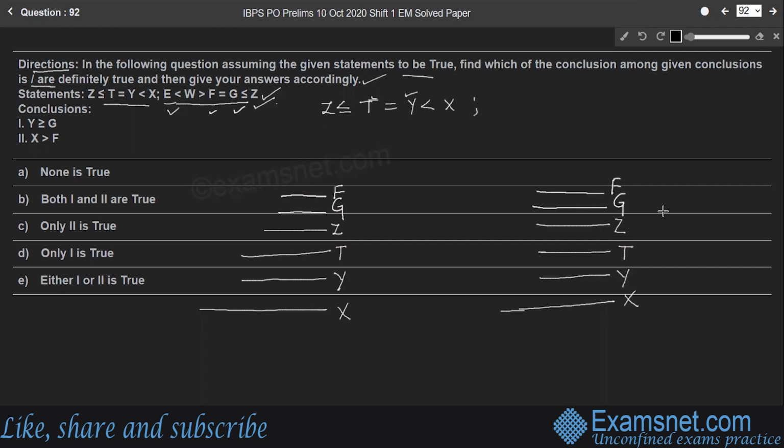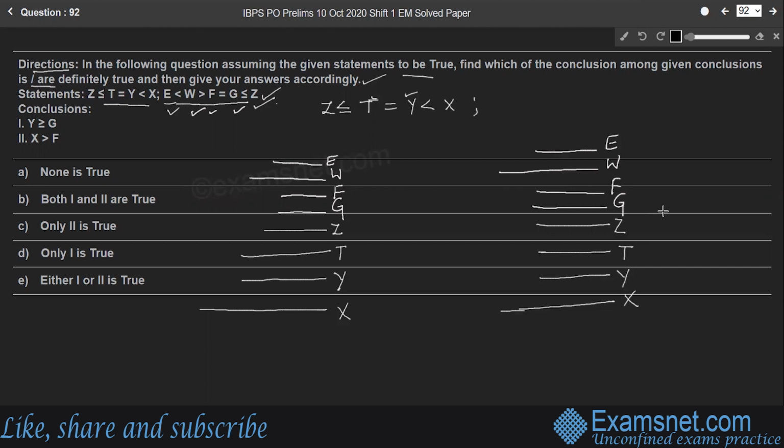Next, W greater than F. Where? W greater than F, a line W which is greater than F in both the cases. And E is less than W, small line E which is less than W, and in other case also small line E which is less than W.